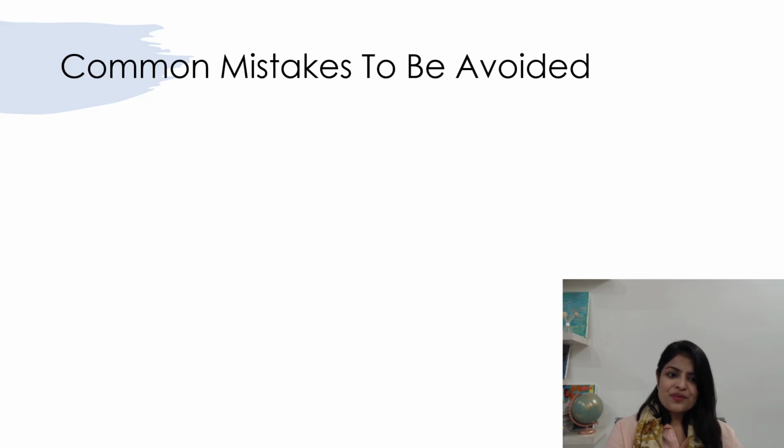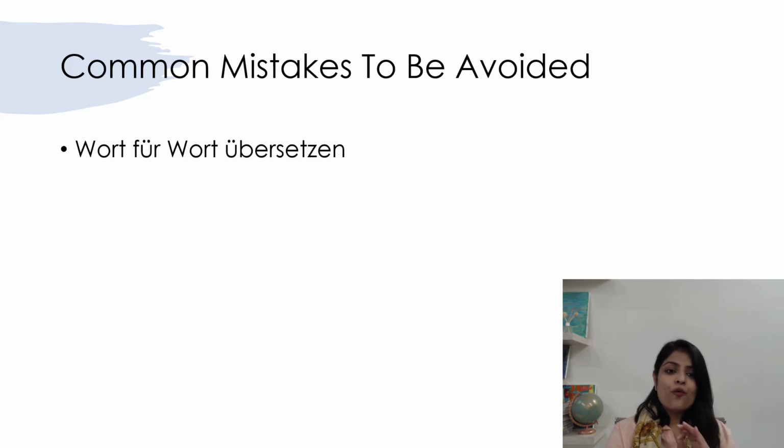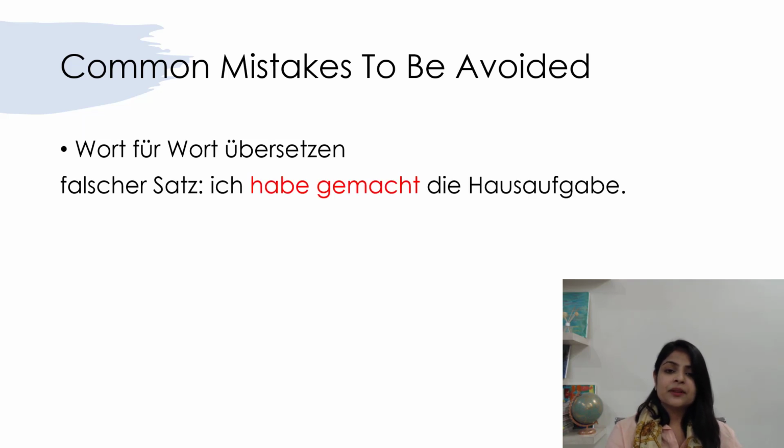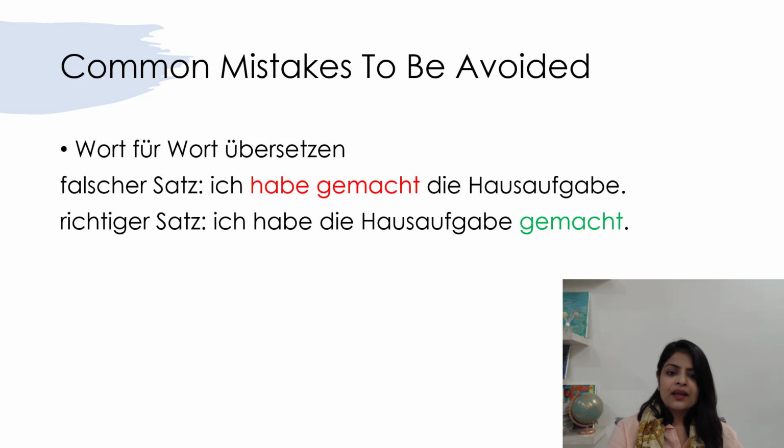The next common mistake is Wort für Wort übersetzen. Na? That means when you translate every word one by one. For example, my A2 students make this mistake. Ich habe gemacht die Hausaufgabe. It's in A2 students, not B1 or B2, but I've still made a note of it. It would be Ich habe die Hausaufgabe gemacht.